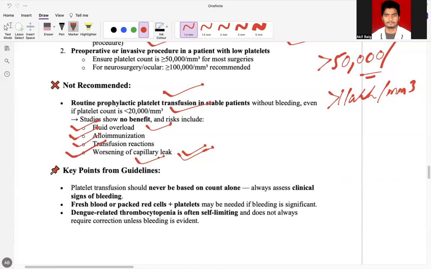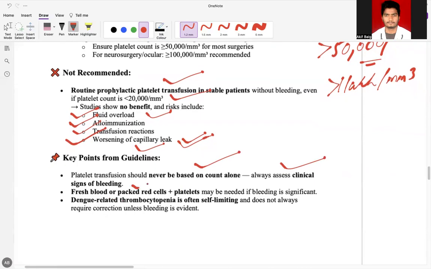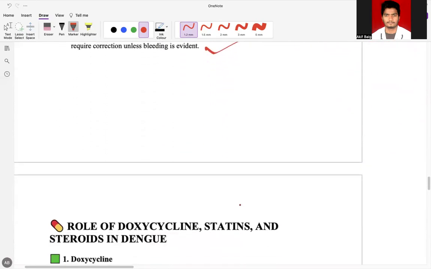So the key points summary is that platelet transfusion should never be based on count alone. Always assess clinical signs of bleeding. Fresh blood or packed cells plus platelets may be needed if bleeding is significant. Dengue-related thrombocytopenia is often self-limiting and does not always require correction unless bleeding is evident.